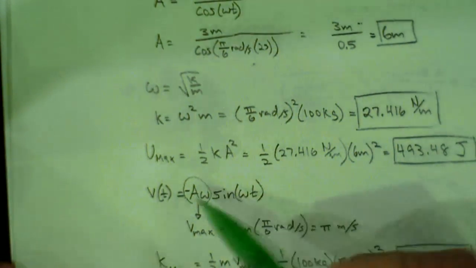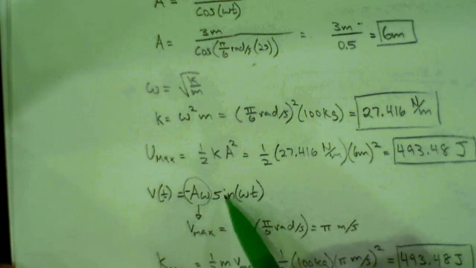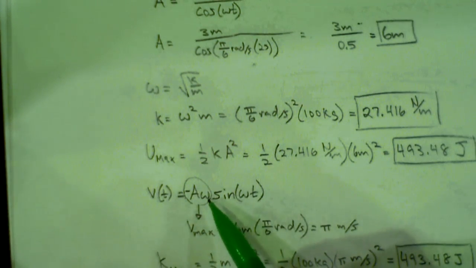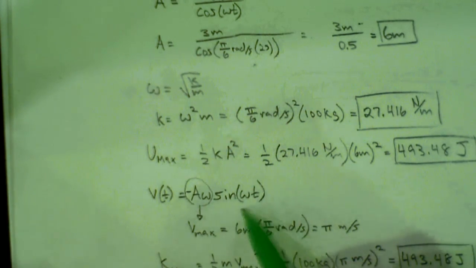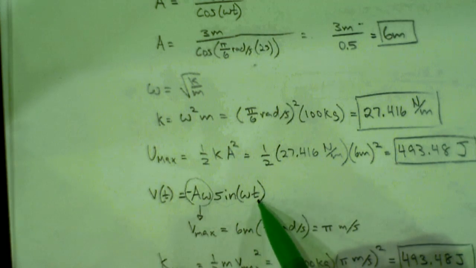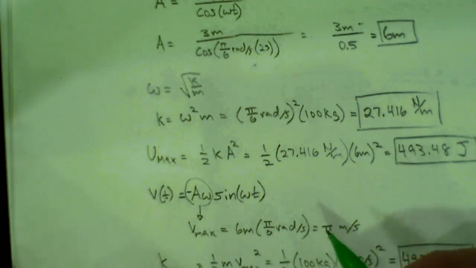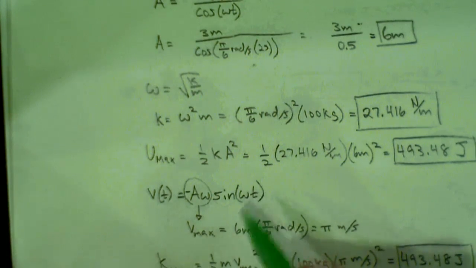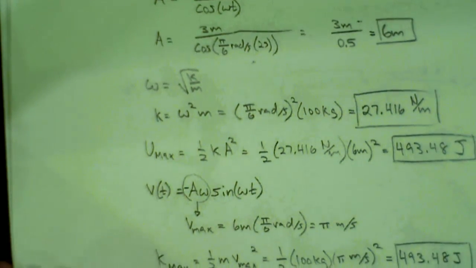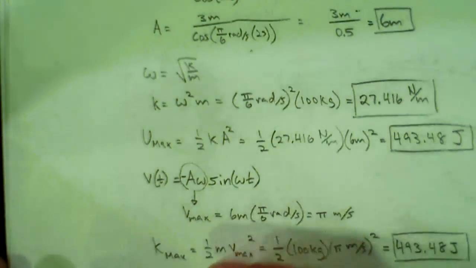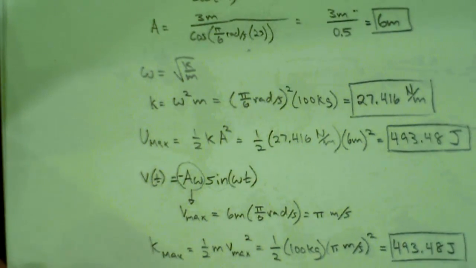Now, to maximize V, we need to maximize all of its components. A is a constant and omega is a constant, right? But sine is changing over time. The maximum value that sine can be is 1, right? So if we want V max, we need to replace sine omega t with 1 because that's the maximum value it can be. So then your V max becomes A omega. All right? Are there any questions on that?